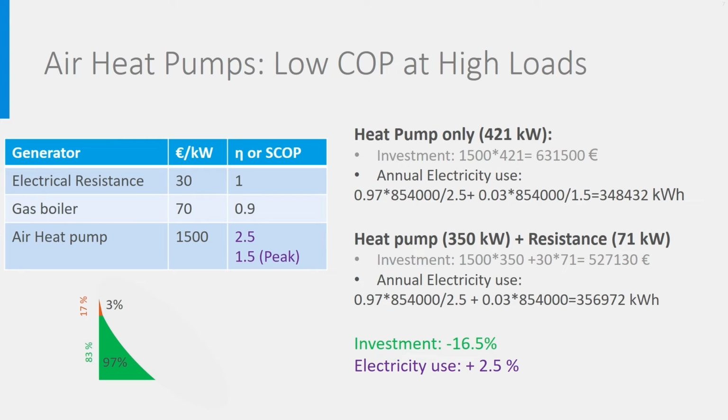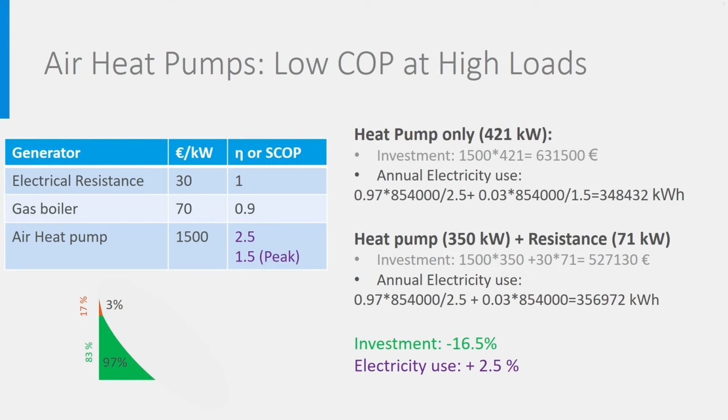Imagine now that we have an air heat pump with COP 2.5 at normal load and a COP of 1.5 in peak load. What does that mean for the annual electricity use? The investment has not changed. With the heat pump only, I now account for the 3% peak demand that is covered with a lower COP, leading to an electricity use of 348,432 kilowatt-hour.